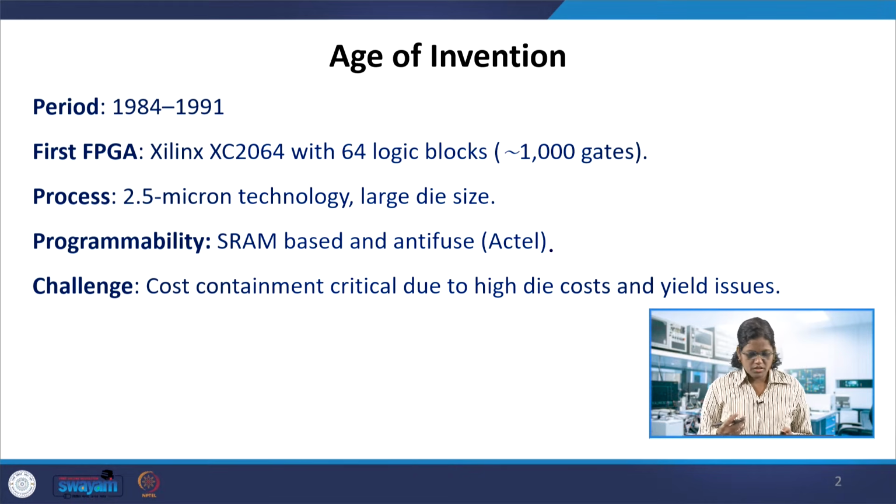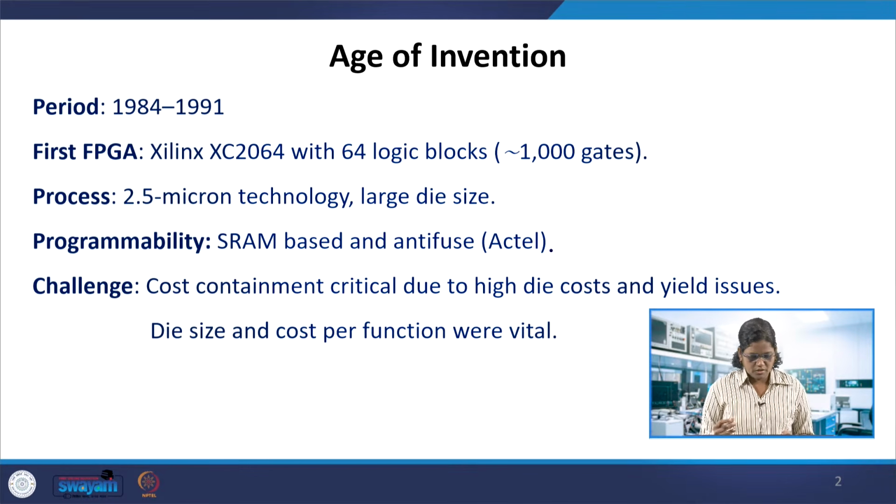Cost containment was the critical issue. The die size was large, so the cost was high, and there were yield issues too. So the cost per function and the die size were very important, and they were trying to reduce the cost per function along with the die size.